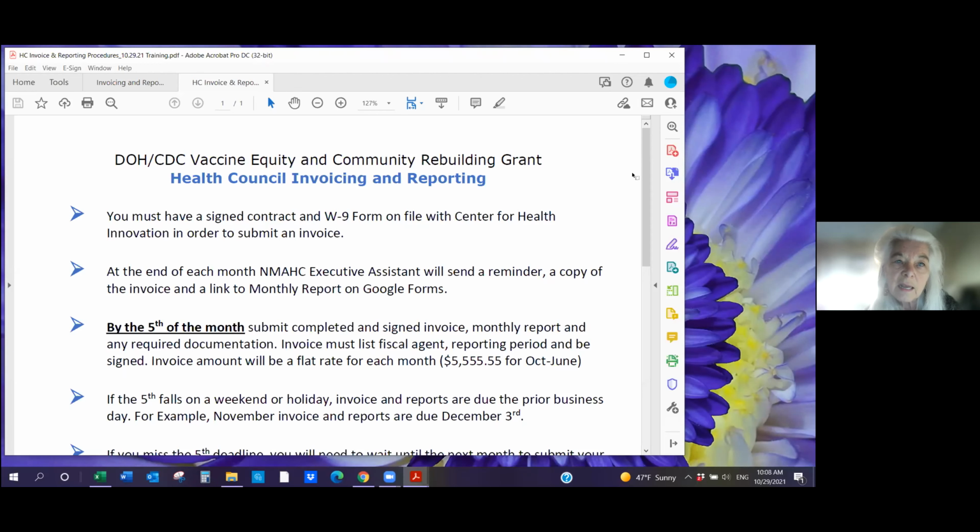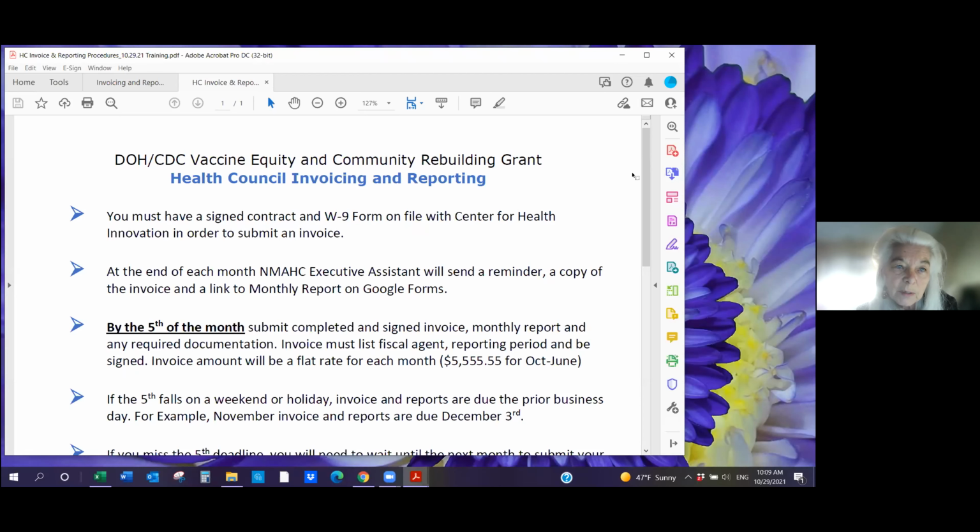There's been 25 contracts signed. We got an update from Lucinda Tecca at Center for Health Innovation. And so there's still a handful of folks with unsigned contracts. So you cannot invoice unless you have a signed contract with CHI and also a W-9 on file. If you do have a signed contract, your invoice for the month is always due on the 5th of the following month. And so let's use October for an example.